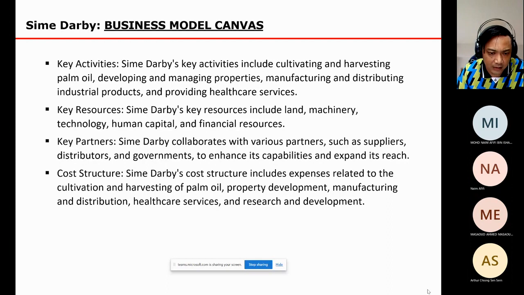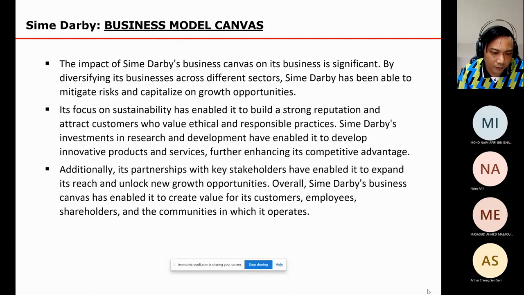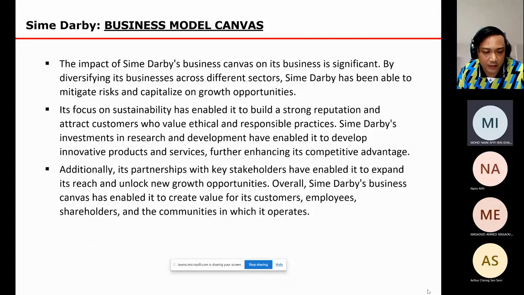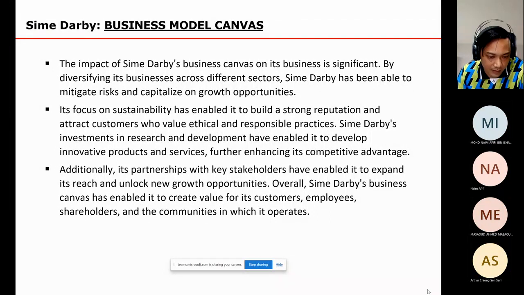For the next pillar, the cost structure. Sime Darby's cost structure comes from the cost of raw materials for the plantation business, manufacturing and operating costs for industrial and engineering businesses, the cost of vehicles and other products from the motor businesses, the operating costs for logistics and healthcare businesses, and the last is the marketing and sales costs for all businesses covered by Sime Darby.